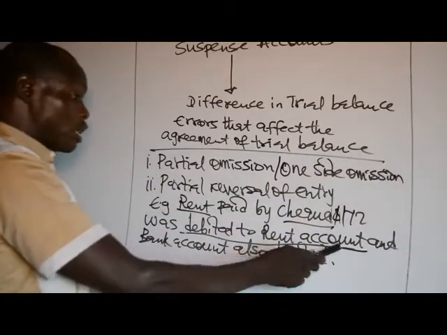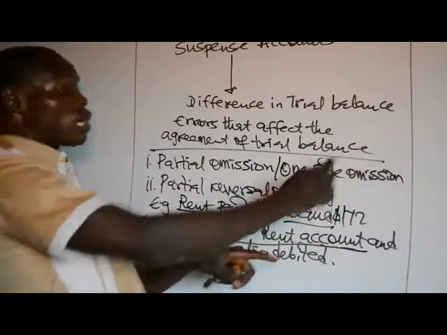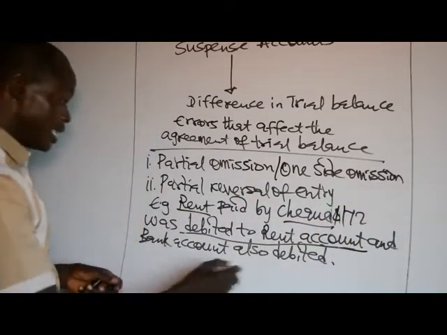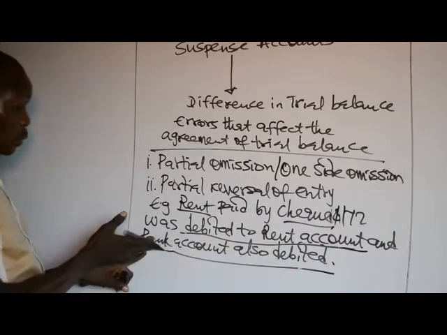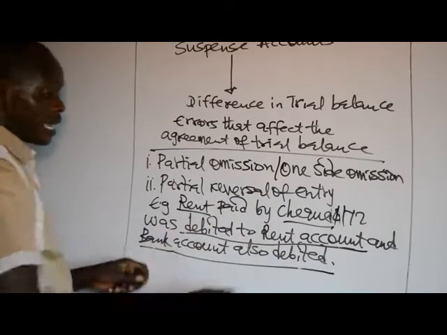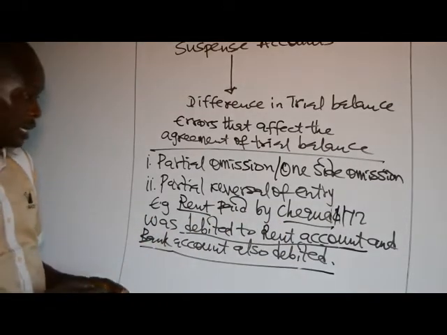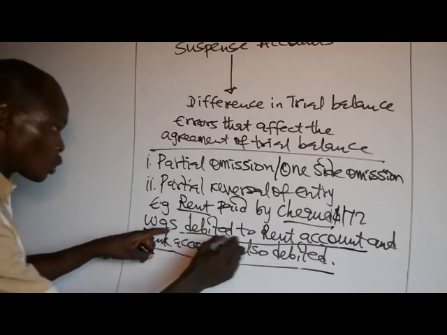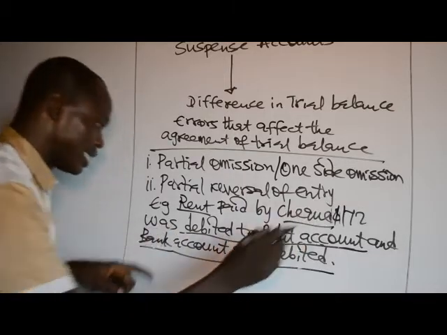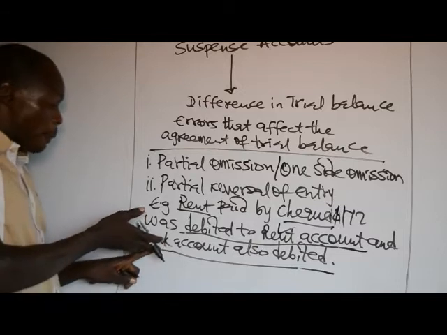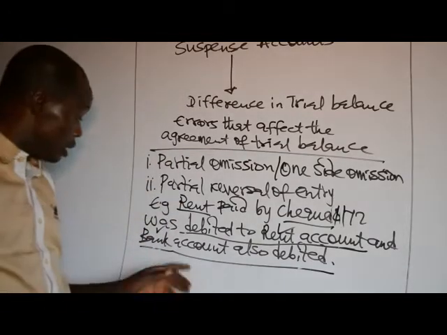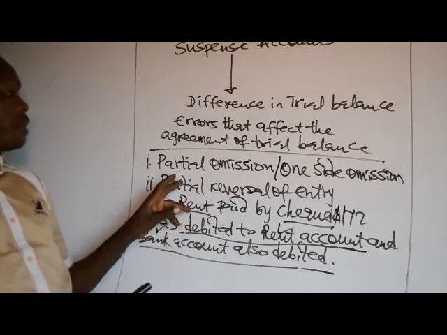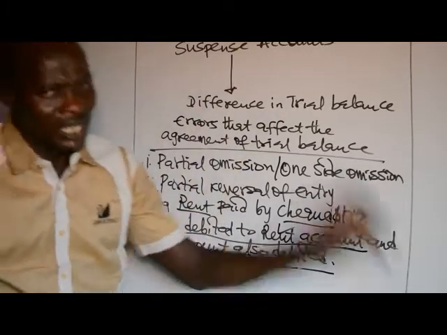But instead of crediting your bank account, you now debit your bank account. Instead of crediting bank account, it was debited. Since it was recorded correctly in the rent account, the only account that is affected is the bank account. So where that is the case, this error is said to be a partial reversal of entry.